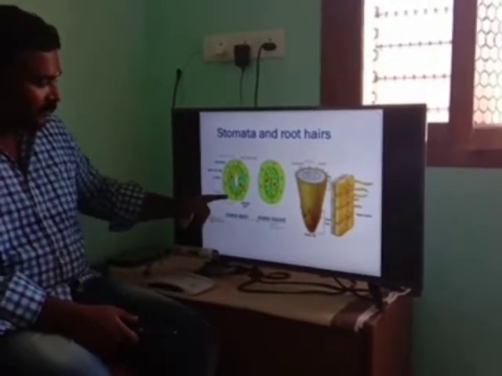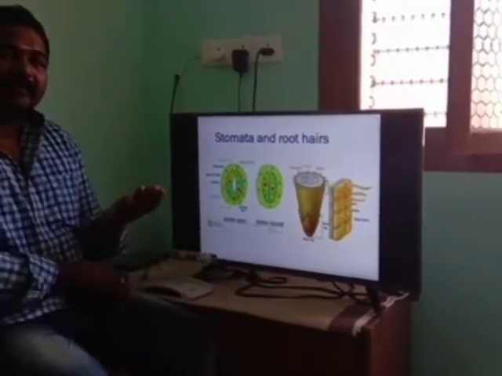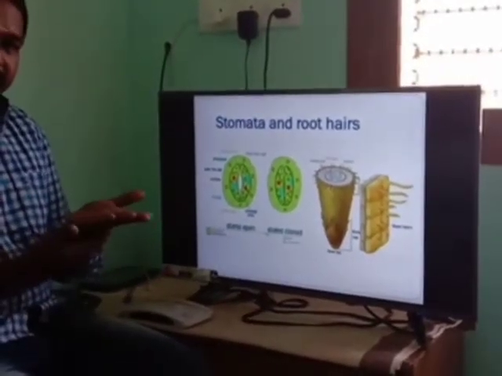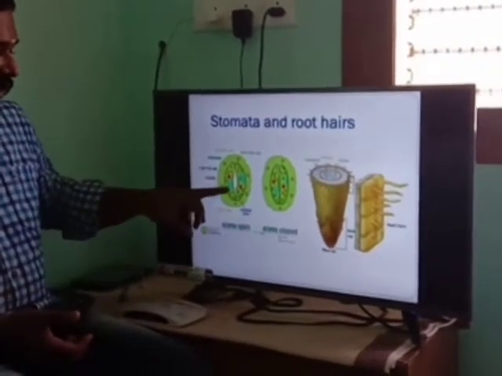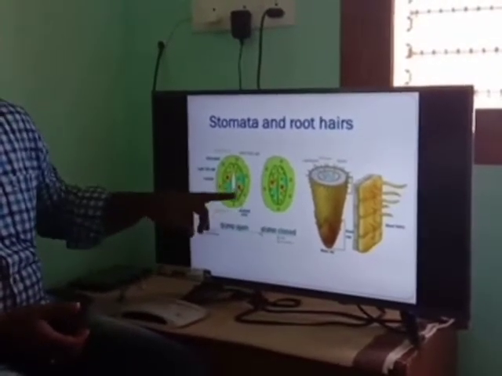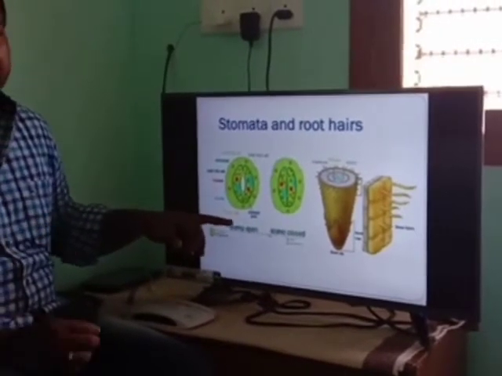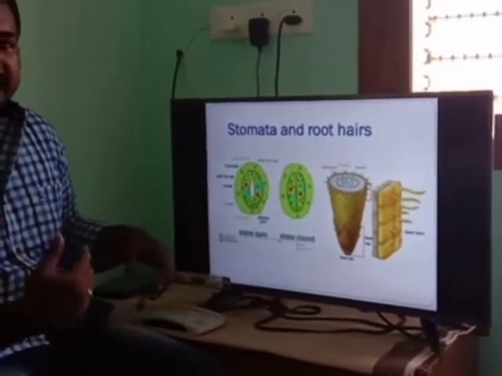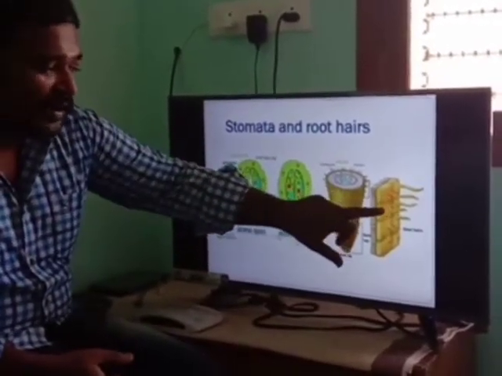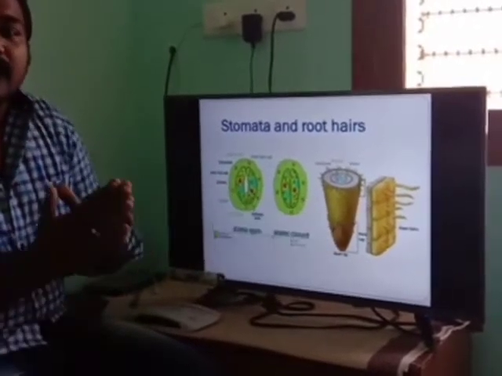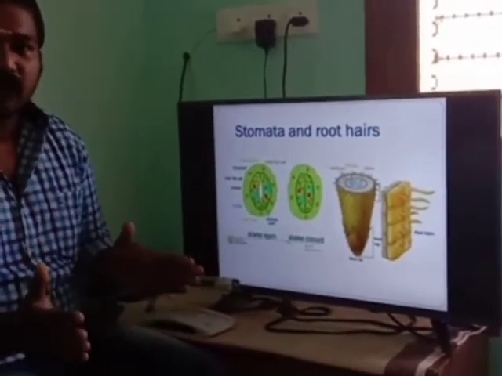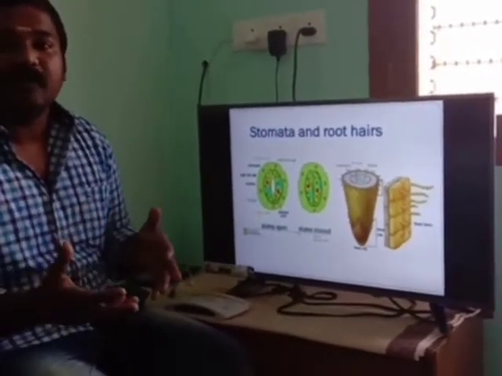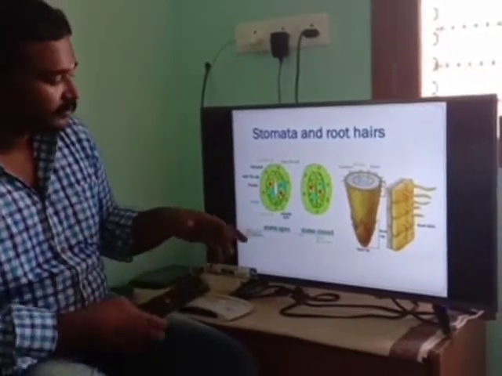Let us see here. Stomata will be on the under surface of the leaf. They will open and close by the help of minerals, and they will exchange the gases. The main purpose of the root hairs is to increase the surface area of the root and to absorb the maximum amount of water from the soil.